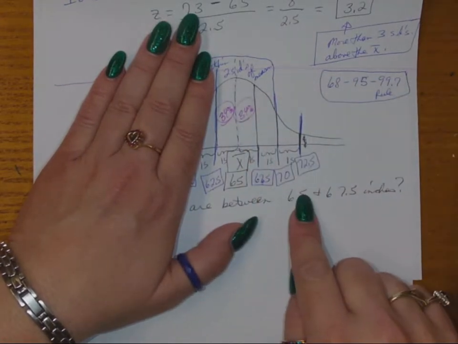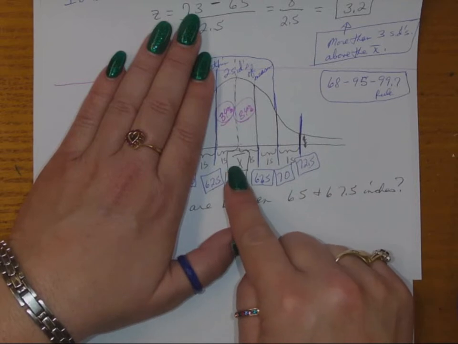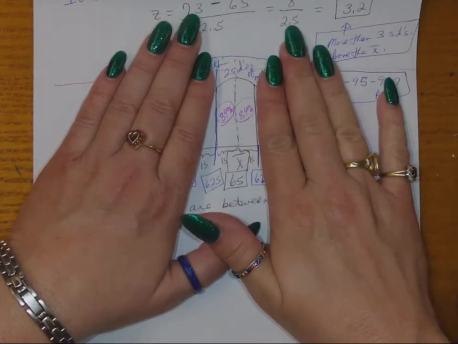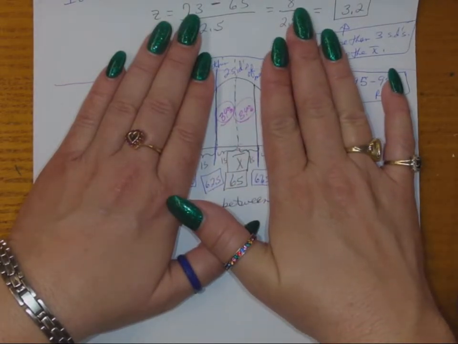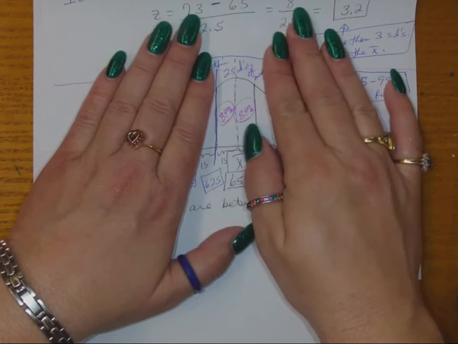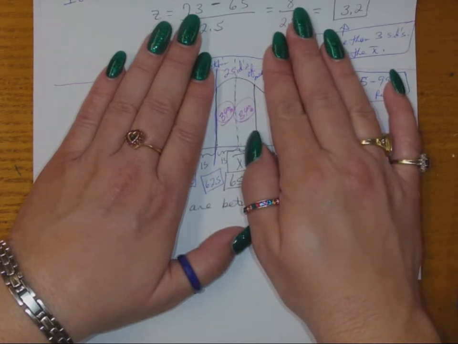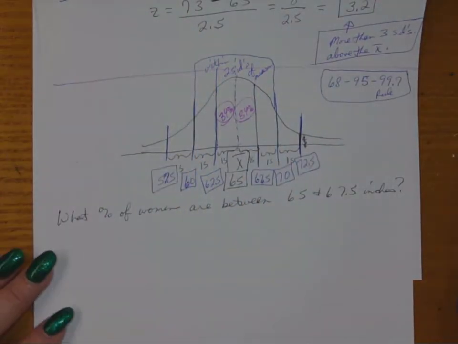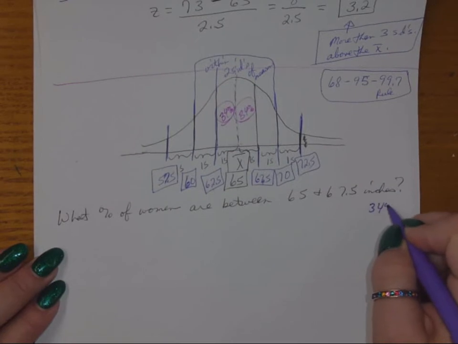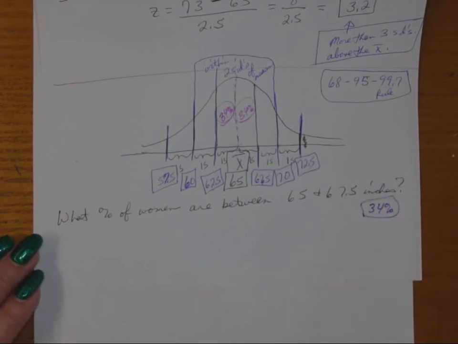So now when I look between 65 and 67.5 right here, what percentage of women fall in that category between 65 and 67.5? 34%, right? That's my answer. Okay, so those are the types of questions they might ask you.